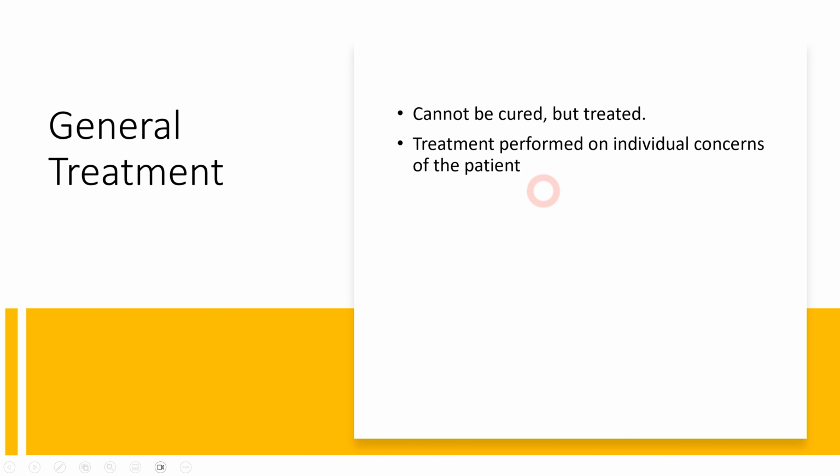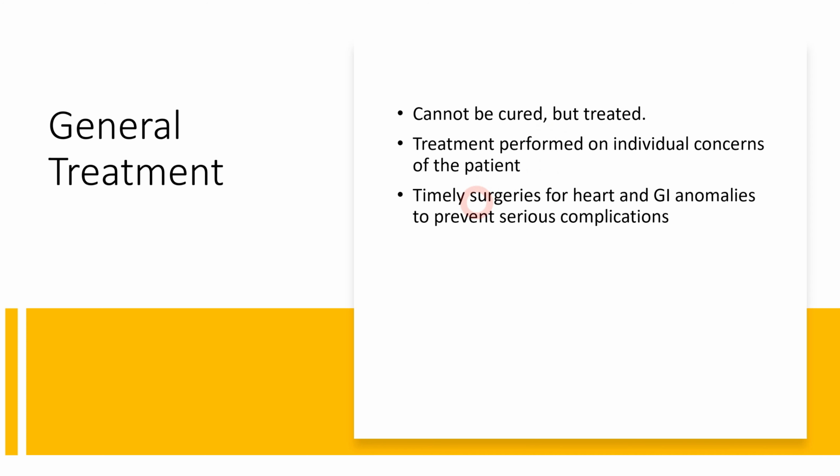Basically, we treat the individual concerns of the patient which are present. For example, if they have any masticatory problems, any speech problem, or if they're suffering from any problems with social skills or motor skills. So, that's the individual thing that we treat for the patient who suffers from Down syndrome. However, one thing we should keep in mind, if the patient is suffering from any congenital heart or GI disorder, timely surgery should be performed in order to prevent any serious complications.